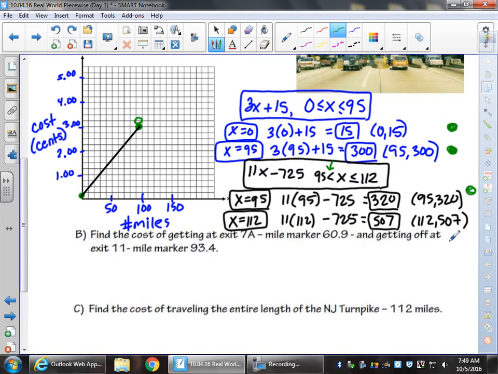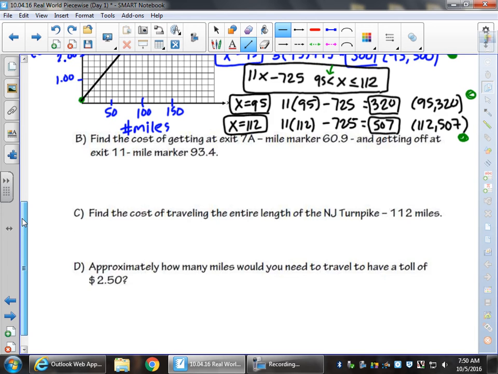And my second ordered pair, 112, 507, solid or empty? Closed. So here's 100, 110, 112 will be roughly right there. Up to 5 and a little bit. Okay, guys, now that we have our graph complete, let's see if we can answer Cassidy's question about can we have two values for 95, and then answer B, C, and D.